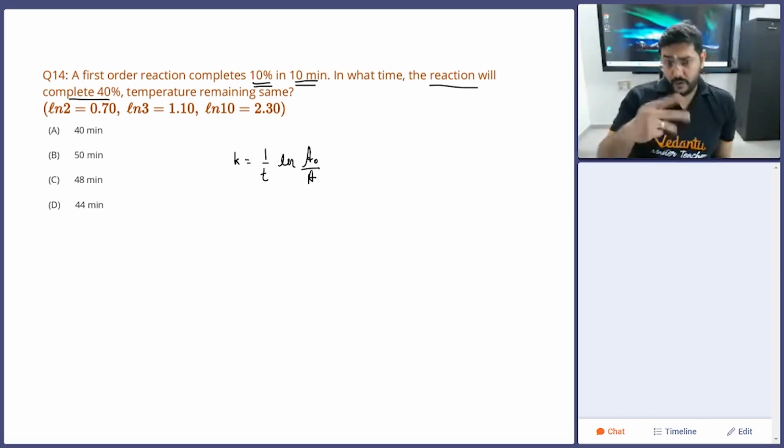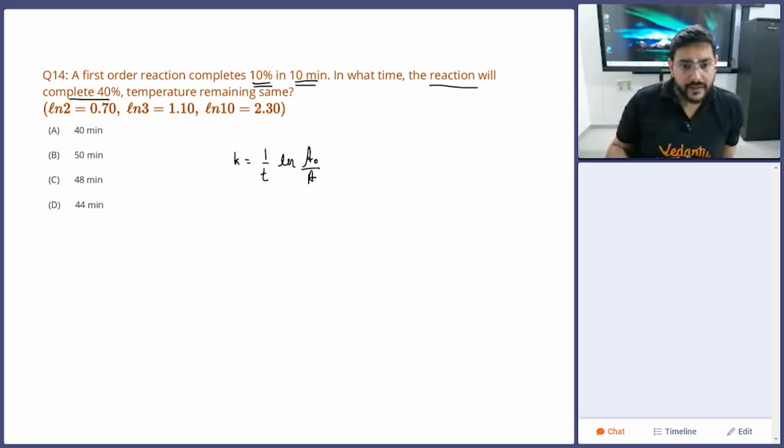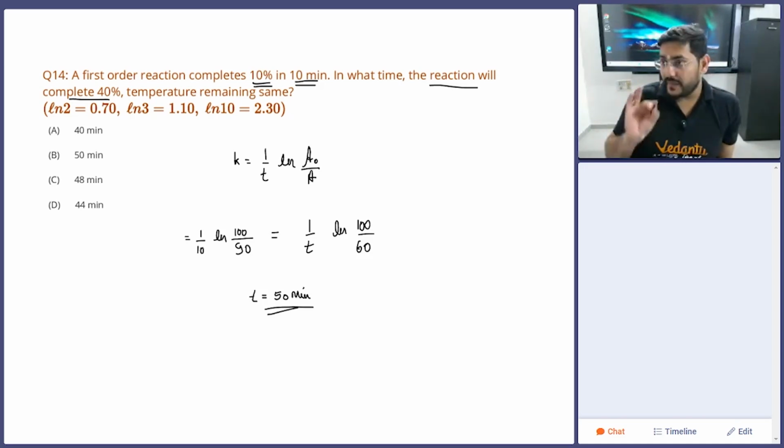I'm going to teach you 2 methods to calculate this question. One method: we are aware that the time taken for 10% completion is 10 minutes. Now, what is initial concentration? Let's suppose initial concentration is 100. Now, 10% is consumed. Can I say that 90 remains? Yes or no? And here, that is going to be 1 upon T ln initial concentration 100 divided by, 40% is completed, so remaining is 60. And you are going to calculate that T is going to be 50 minutes. Is that simple?